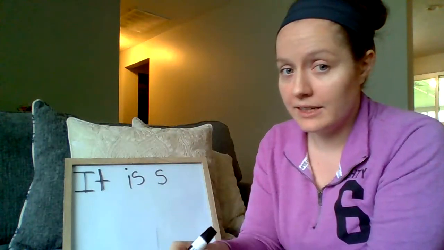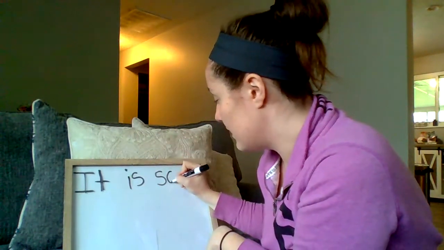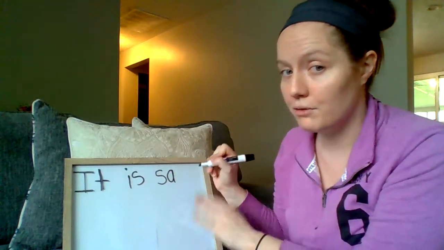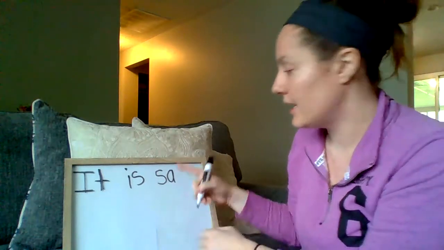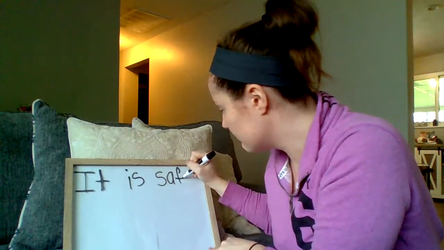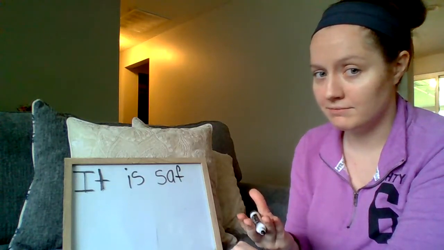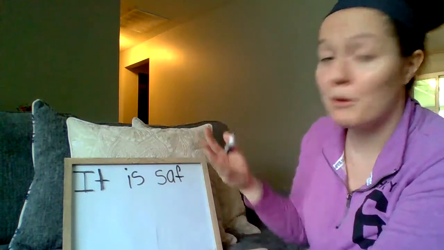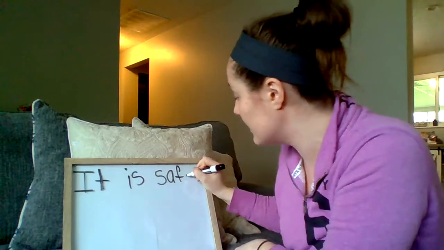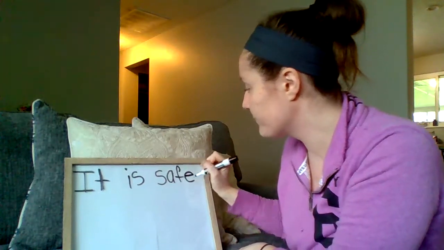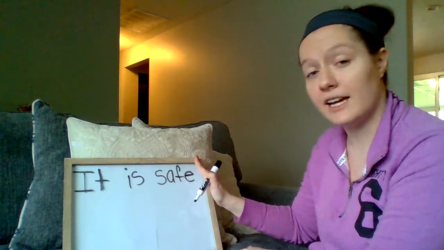Next sound is A. Letter is A. Think if that's a short A or a long A. A. F. Letter is F. Now I'm missing one thing at the end of the word. What am I missing? Super E or magic E. Because A is a long vowel, so I have to add that E. Safe. Safe. And when we sound it out, we don't say that E.